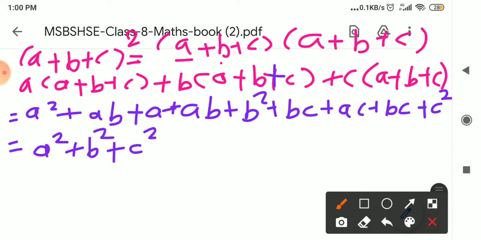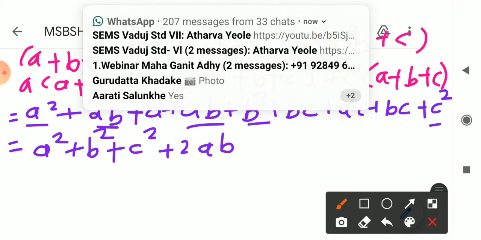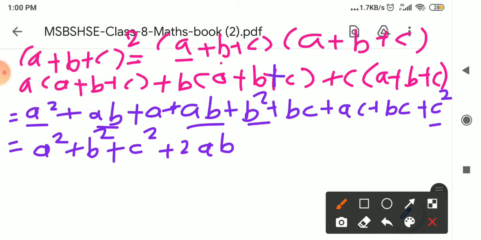Now ab into ab. How many ab are there? 2ab. So plus 2ab. Now we have completed a², b², c² and ab. Now see which terms are there here. Here ac was there. So bc, plus bc. How many bc are here? 2 bc are here.